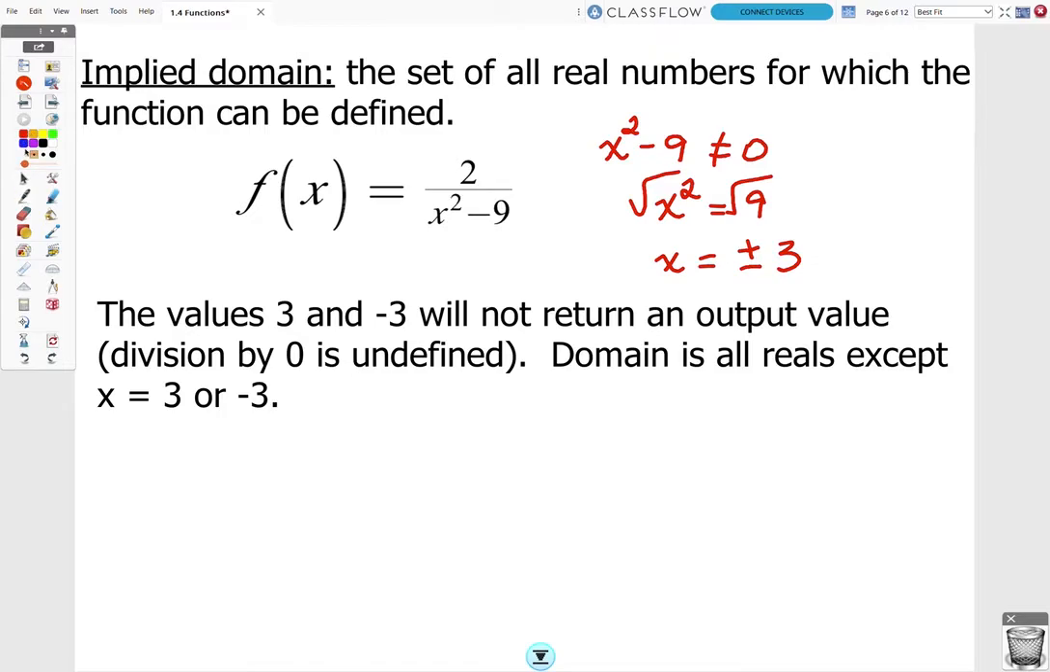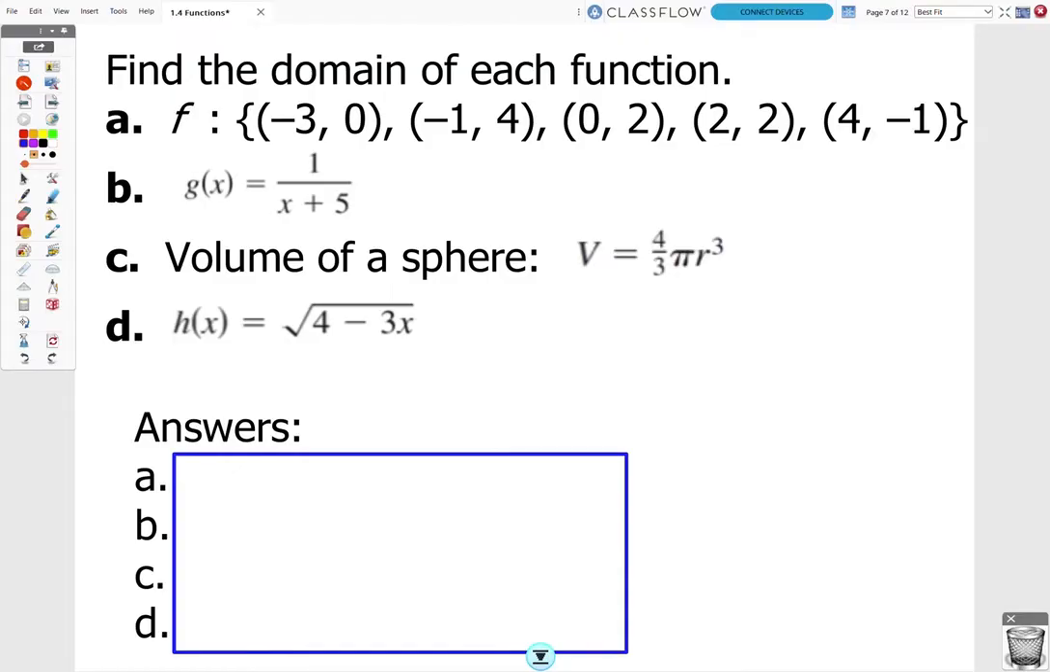There's a few ways you can represent that. You can simply say x is not equal to plus or minus 3 is your answer. You can say all reals except for x not equal to plus or minus 3.